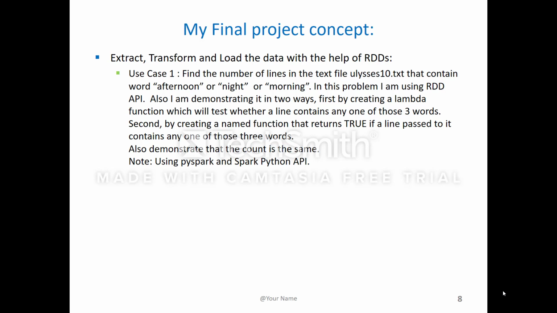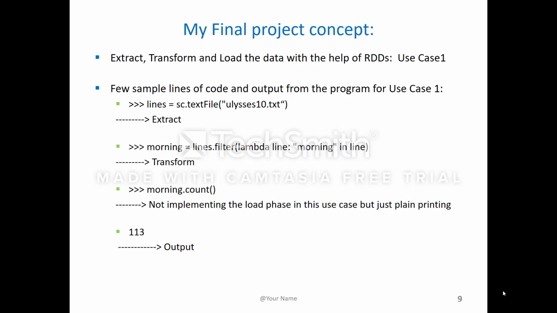In this problem, I'm using the RDD API. Also, I'm demonstrating it in two ways. First, by creating a lambda function which will test whether a line contains any one of those three words. Second, by creating a named function that returns true if a line passed to it contains any one of those three words. I also demonstrated the count is the same. Like all these small exercises, I used PySpark and the Spark Python API for this. This shows a few lines of code from my application and some sample output.